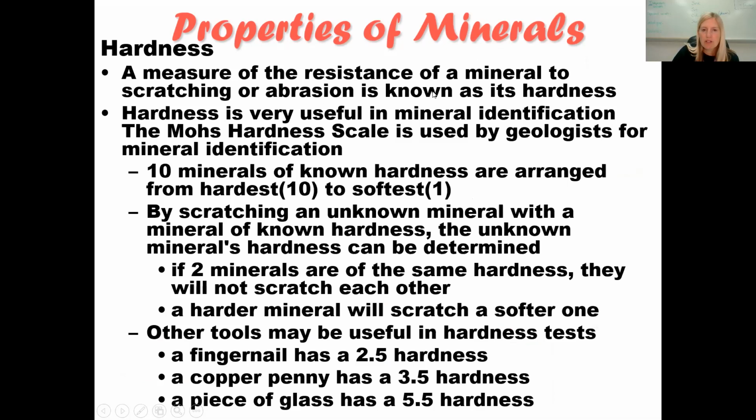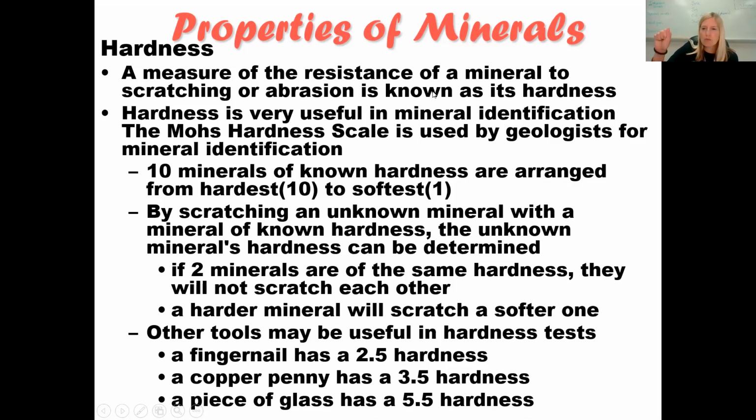Hardness is another one of our properties, and so we use the Mohs hardness scale to determine how resistant a mineral is to being scratched or being abrasive. It's a scale from 1 to 10, 1 being the softest, 10 being the hardest. We usually are going to use tools, like a piece of glass or this little copper piece, or even our fingernails, to determine how hard a mineral is.